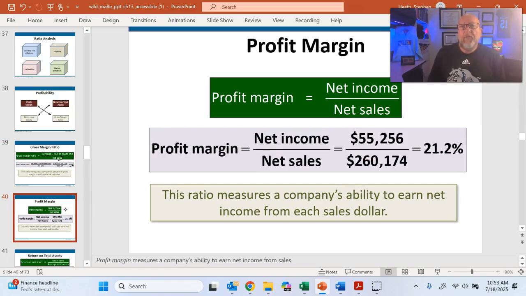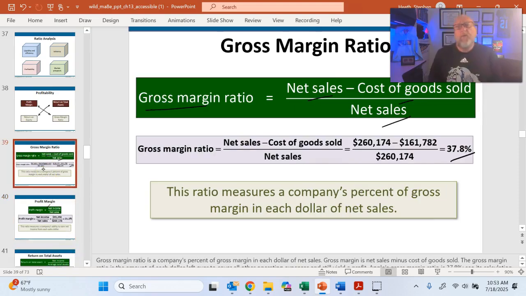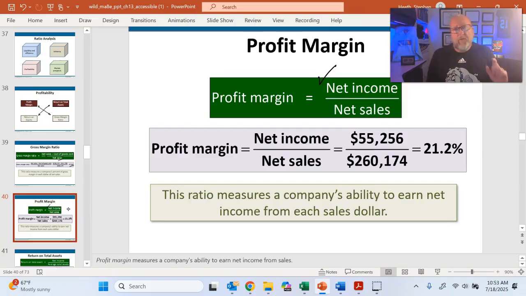We have profit margin, which is the same concept, but instead of using the gross margin, we're just going to use a line item further down the income statement, which is net income. So it's just net income divided by net sales is the profit margin. A lot of people will mix up the terminology, gross margin, profit margin. Remember, gross margin is just the difference between sales and cost of goods sold divided by sales, whereas the profit margin is the difference between net income and sales.